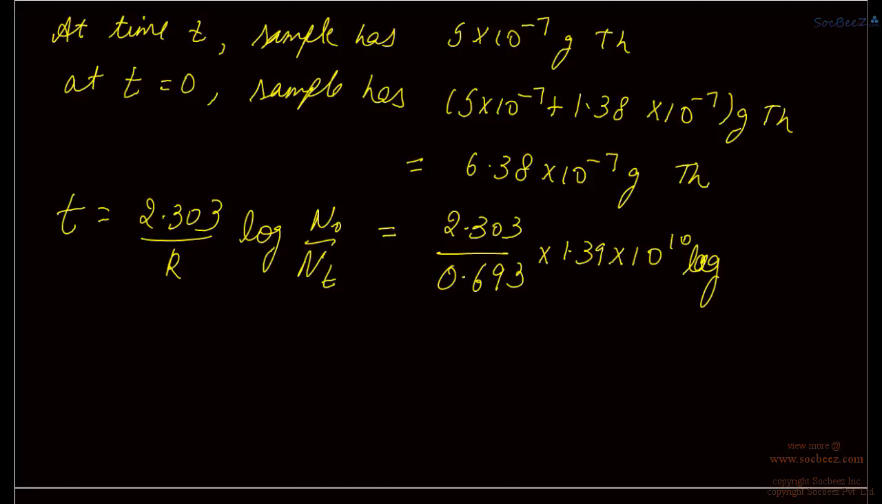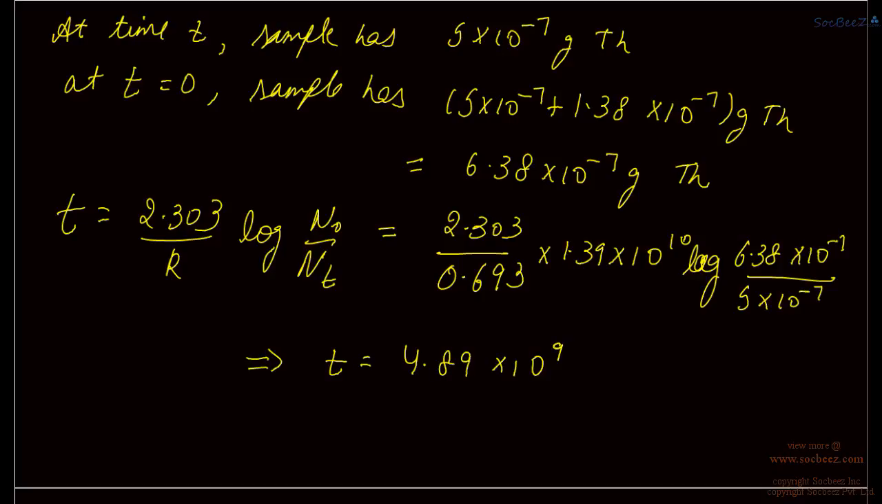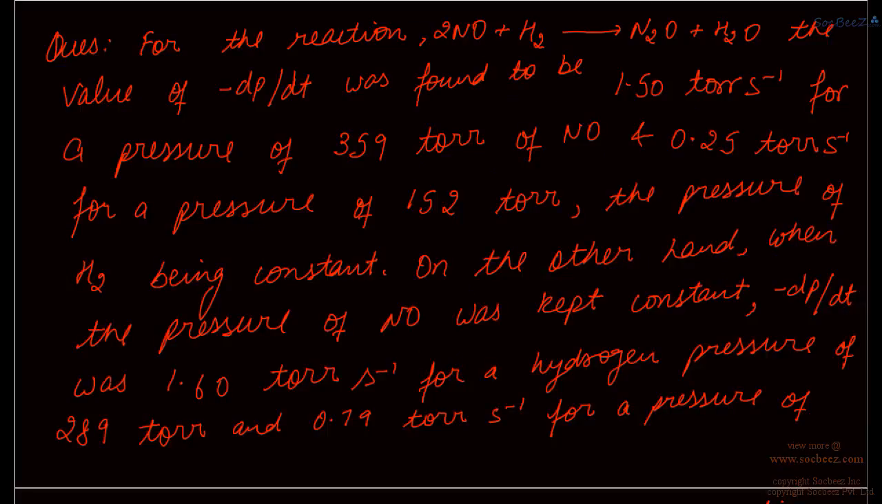T becomes equal to 2.303 upon 0.693 into 1.39 into 10 raised to the power 10 log 6.38 into 10 raised to the power minus 7 upon 5 into 10 raised to the power minus 7. Okay, so from here time comes out to be 4.89 into 10 raised to the power 9 years. Okay, so this is what was asked in this question.